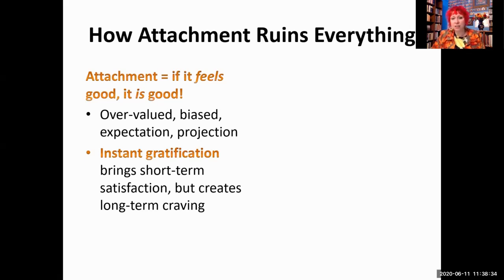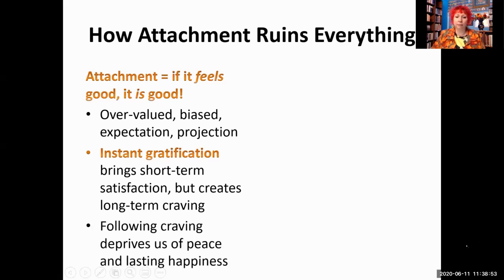It's a real addiction. And so what happens, the more short-term gratification we get, the more long-term craving we have. The more filled with angst and despair we become, that we can end up being one of those people that has everything but just cries every morning. So following the craving actually deprives us of the peace and happiness that we can actually develop ourselves within.